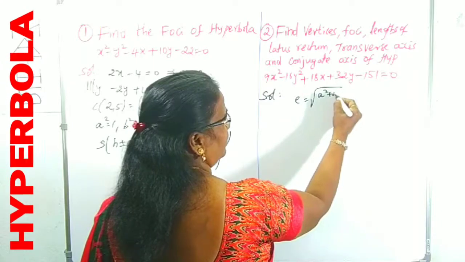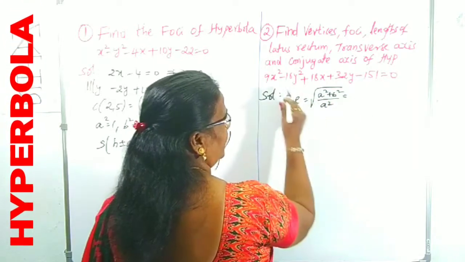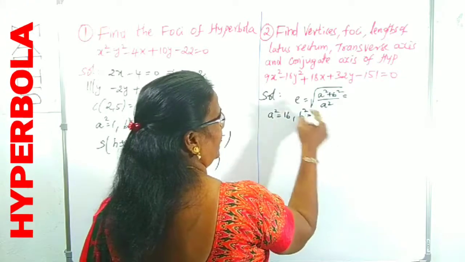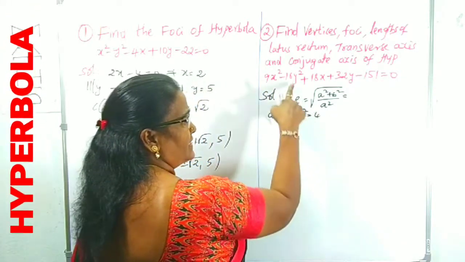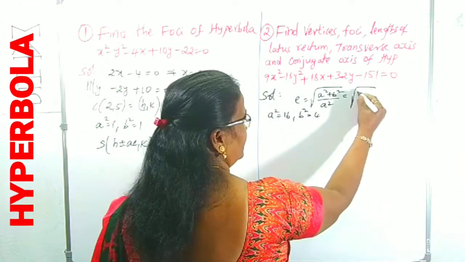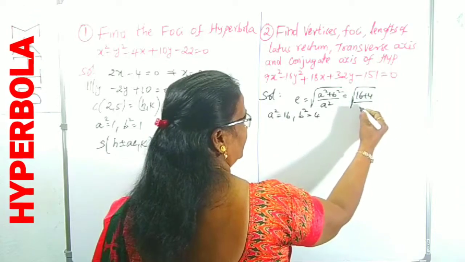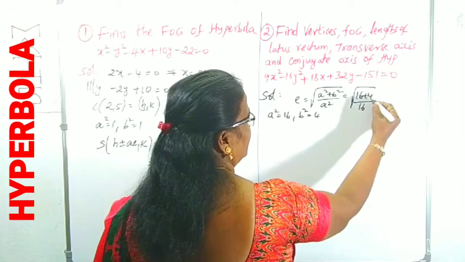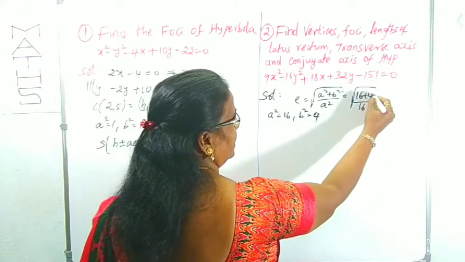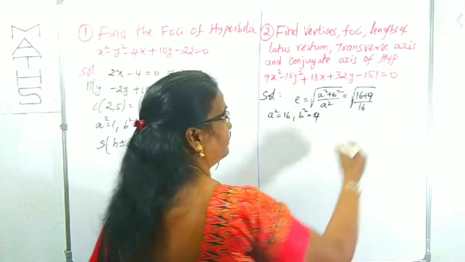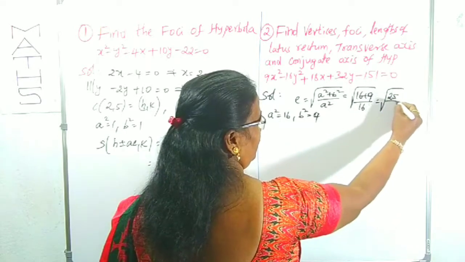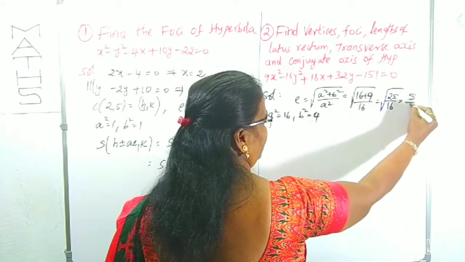Square root of a square plus b square by a square. a square is 16, b square is 9. The x square quotient is taken as a square, the y square quotient is taken as b square. We can substitute here: 16 plus 9 by 16. Therefore, that is the square root of 25 by 16, which is clearly 5 by 4.